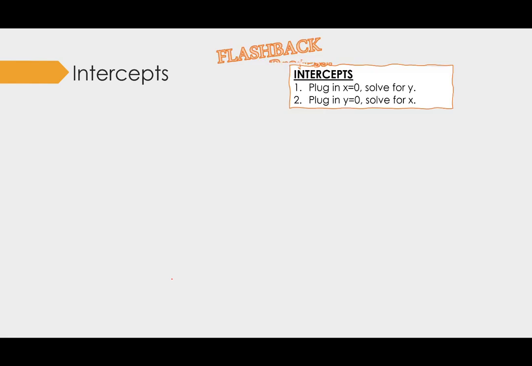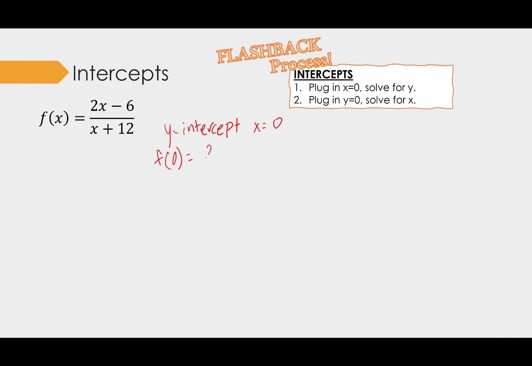You remember those from a couple weeks ago when you talked about them in your other training. But intercepts, it's the same process no matter where the function is. You're just plugging in zeros. So if we're going to find, let's say, the y-intercept, we're going to plug in 0 for x. So we're finding f of 0. Plug that in. I love plugging in 0.